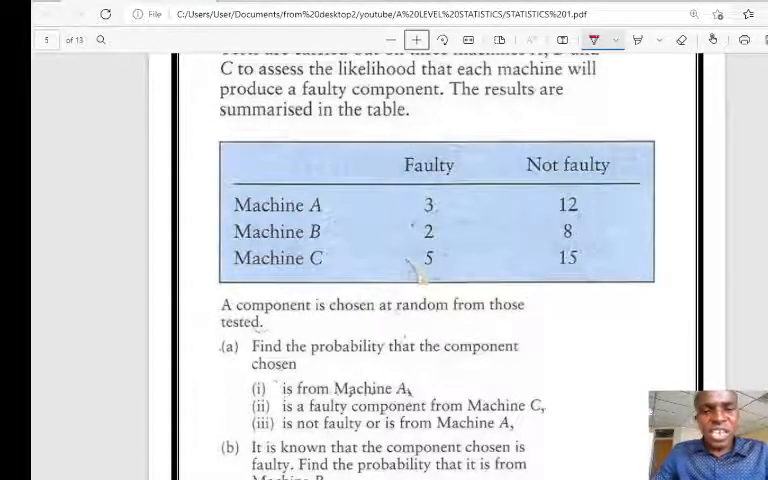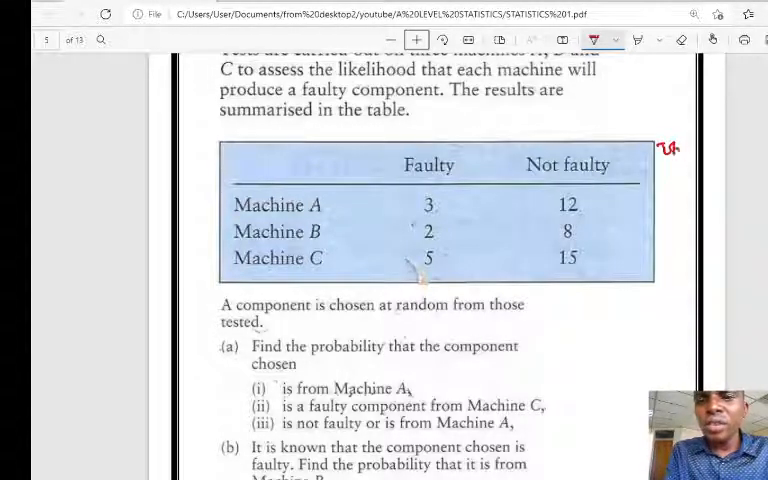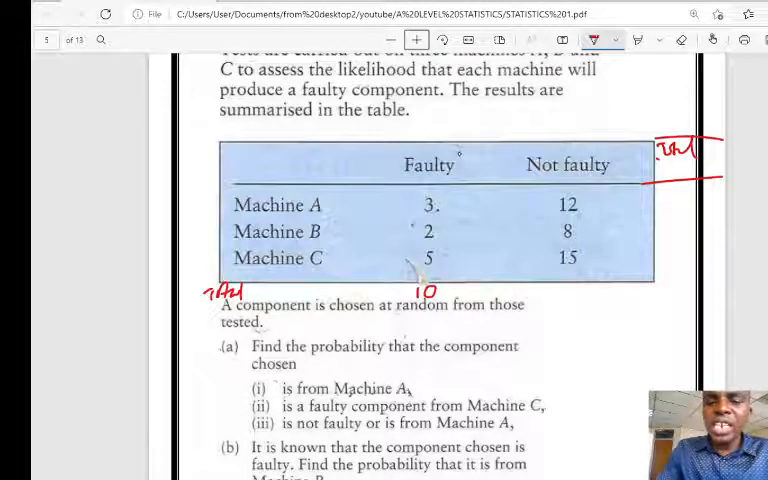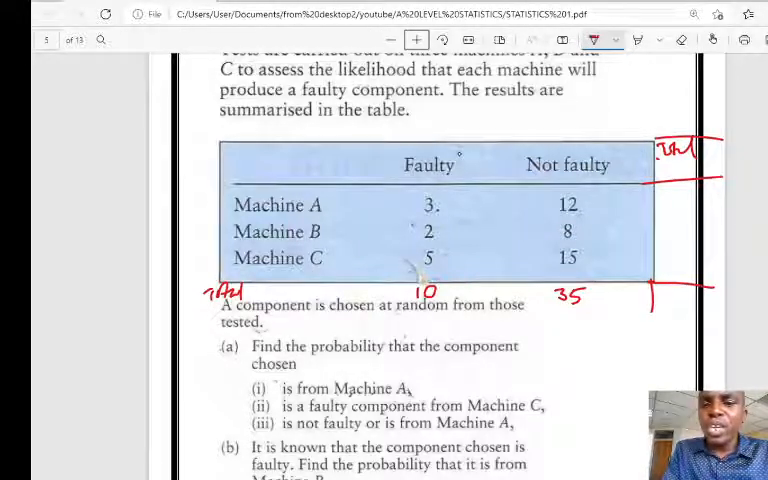Right, first things first, you have to put in totals. Put totals first: the total column, and also the totals down here. Total column: 3 plus 2 plus 5 is 10 here. Then 12 plus 8 plus 15. 12 plus 8 is 20. 20 plus 15 is 35. Then totals on this side. Then they make a total on this part here. Right. On this side, 3 plus 12 is 15.